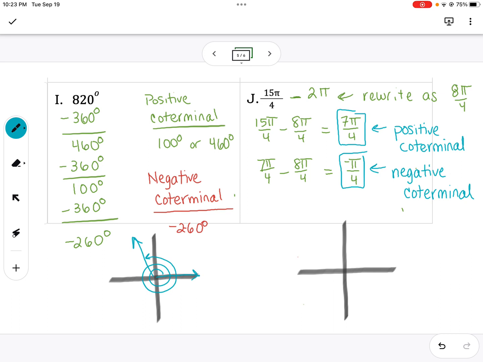And guys, that's also part of the reason why we find coterminal angles, because I don't have a clue where 820 degrees lands just off the top of my head, but I do know where some of those smaller angles land, and so that's what helps me out.